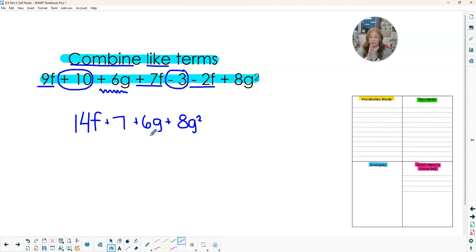Now, we're not going to be able to get down to one answer. We don't know f and g's, so we can't substitute them in and solve it. This is as far as we can go to simplify it. We have f's, we have constants, we have g's, and we have g squareds. Nothing was the same, so we can't put anything else together. We are as simple as we can get. So now we went from 1, 2, 3, 4, 5, 6, 7 terms to 1, 2, 3, 4 terms. Just go as simple as we can go.